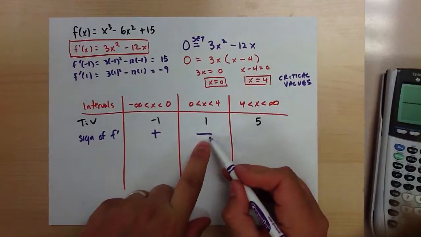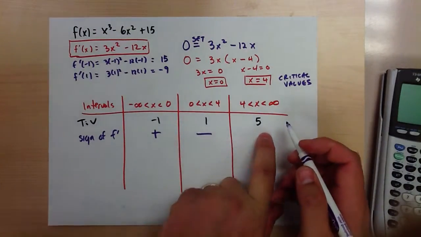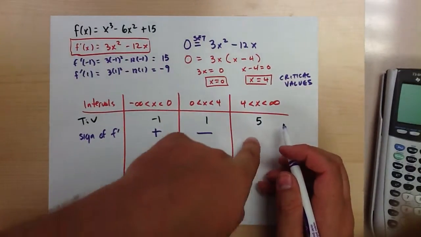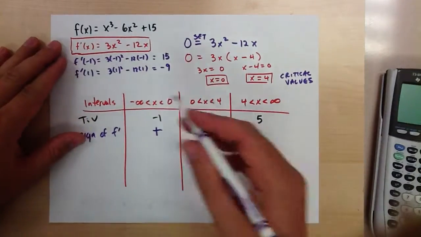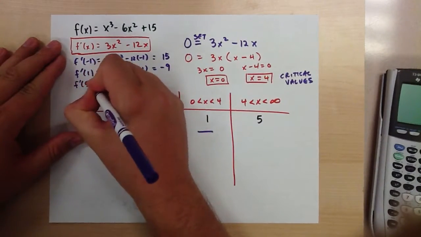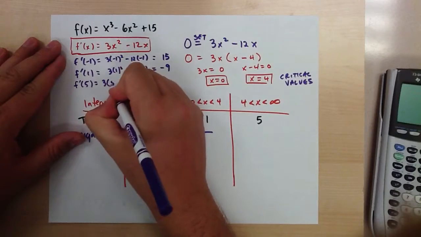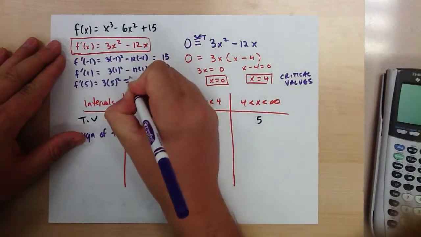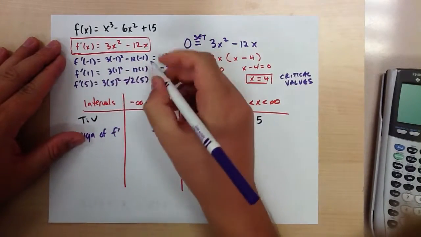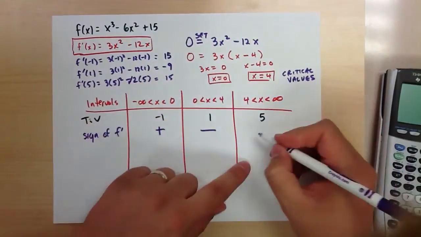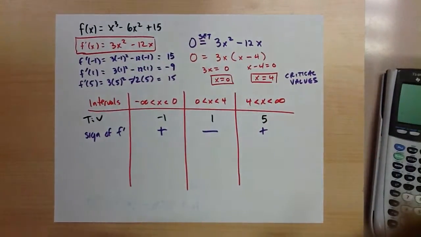And then here, I'm expecting to go from a negative to a positive. These normally switch. It's not always, though. So we're going to pay attention to f prime of 5, and if I put that in, I get 3 times 5 squared. That's 75. 75 minus 12 times 5, that's 60, so I get 15. And so I'm back to positive.